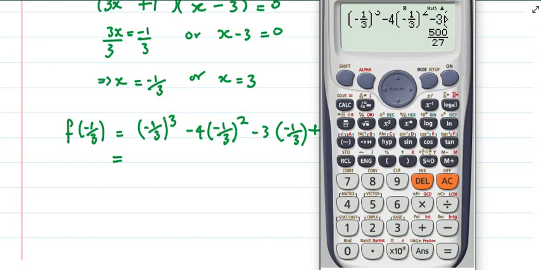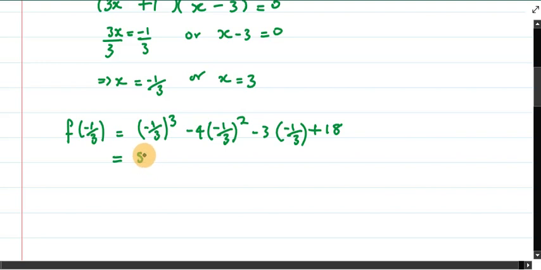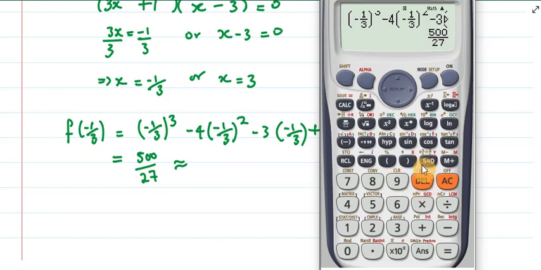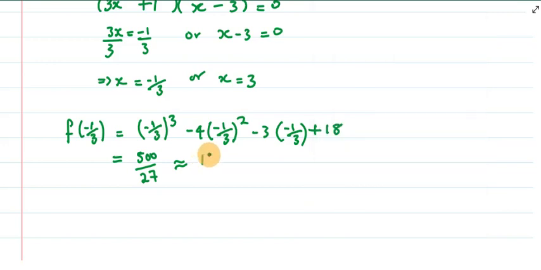The significance of including this bracket is to make sure that when signs should change, they are changing. Here it becomes 500/27, which is approximately equal to 18.5. So it's approximately 18.5.